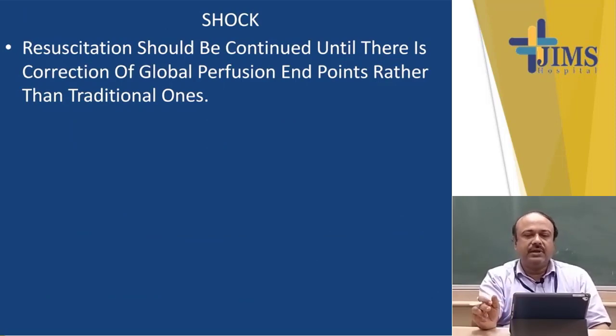Resuscitation should be continued until the global perfusion endpoints are corrected, rather than the traditional ones. The traditional ones are the BP, urine output and consciousness level. So we should make sure that the patient is out of the base deficit and the lactic acid level is corrected. We should measure these before stopping any resuscitative measure.